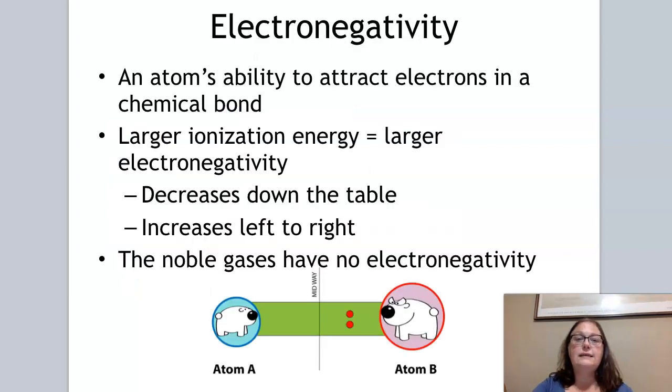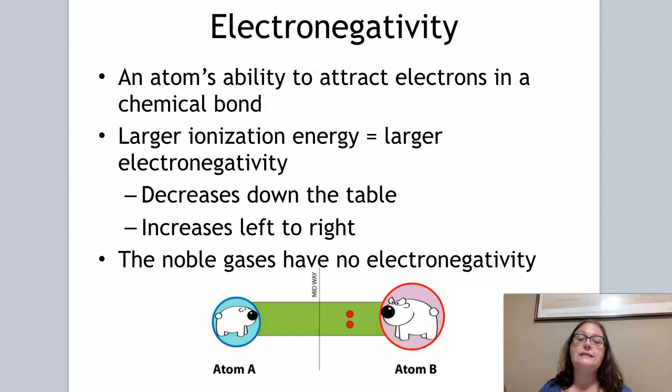And the last trend is electronegativity, which is an atom's ability to attract electrons in a chemical bond. A larger ionization energy also means a larger electronegativity. So if an element or an atom really wants to hold on to its electrons, then it is also likely to really want to take electrons from other atoms. So it follows the same trend as ionization energy.